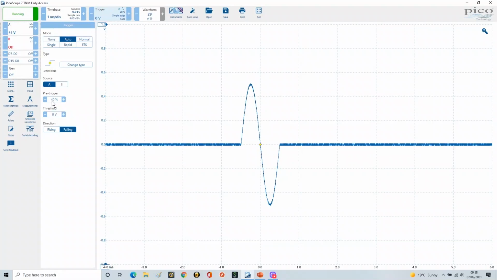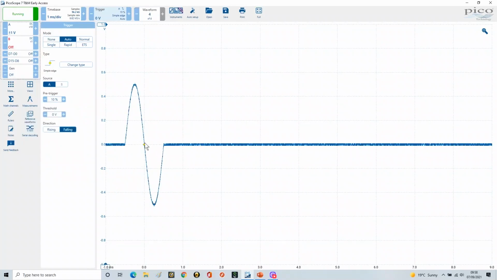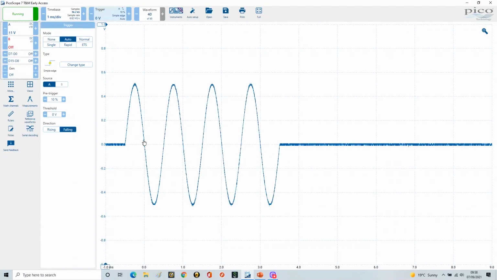I can move this again and put it down to 10%. Now you'll see at 10%, we're just seeing the start of the capture and the remaining period. This is interesting, so I'm going to change the bursts here so I can look at more data. I'm going to change the number of cycles from 1 to 4 and press enter. Now you'll see it's picked up 4 cycles. So by changing the pre-trigger, I can see more of my post signal: there's the start of the signal, and then I can see more of it.